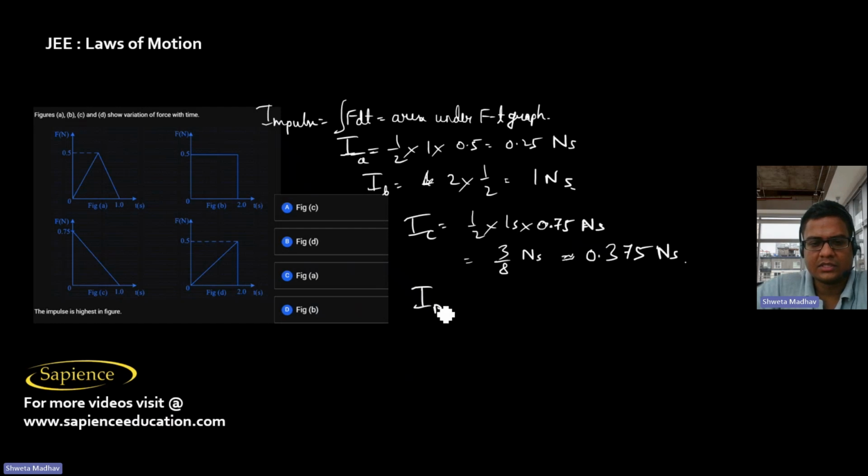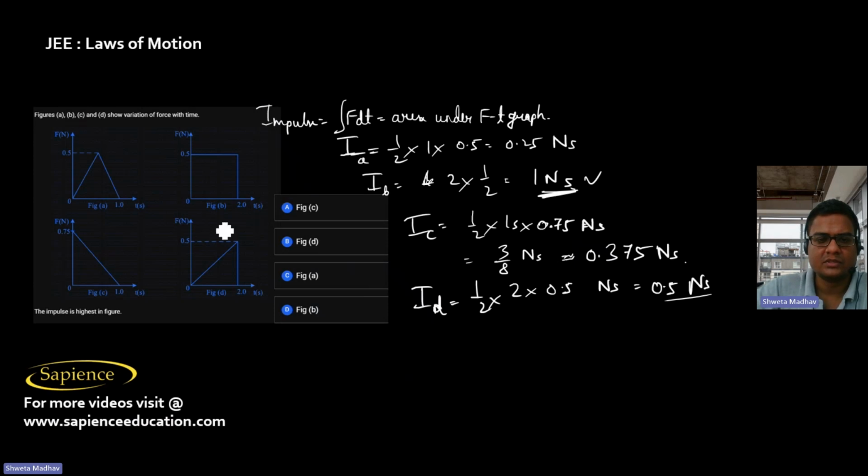And impulse in part D will be equal to half into base. Base is 2 seconds, height is 0.5, which gives 0.5 Newton second. So obviously the impulse is the highest in figure B. So option D is the correct answer.